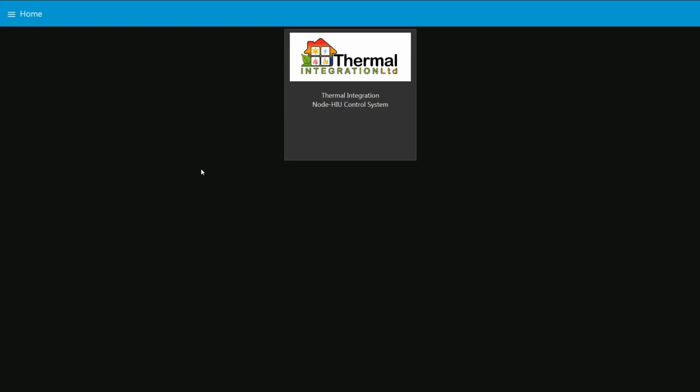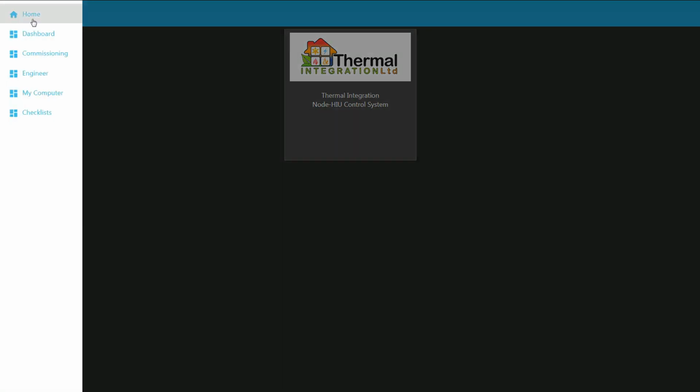This is a rundown of the thermal integration Node-HIU control system. This is a monitoring platform and commissioning system for heat interface units fitted on a heat network. If we start by going to the menu and selecting the dashboard.